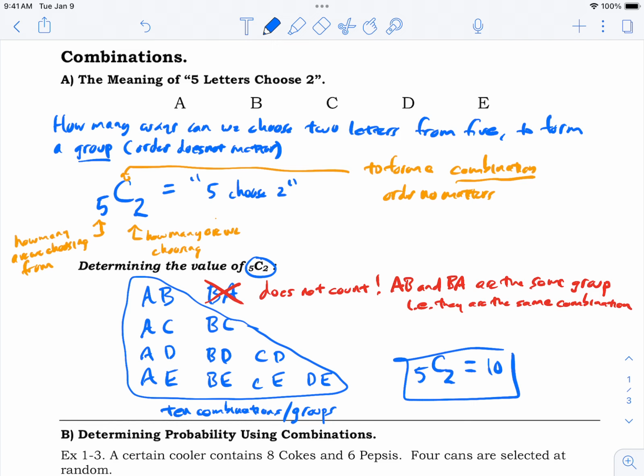So right now you're probably getting a little nervous. You're saying, oh man, am I going to have to be listing out all these things all the time? And the answer is no. This is the part where you get out your calculator.